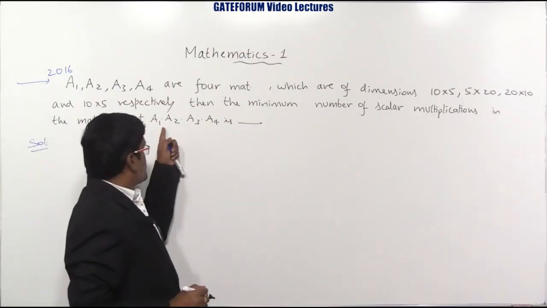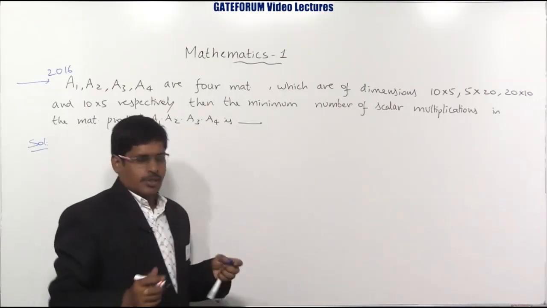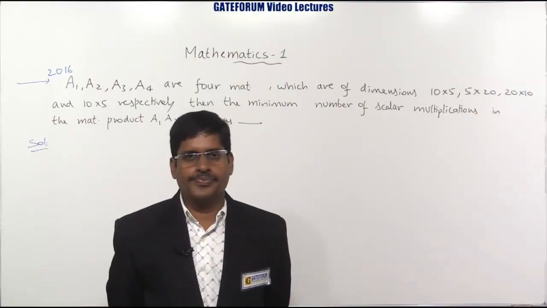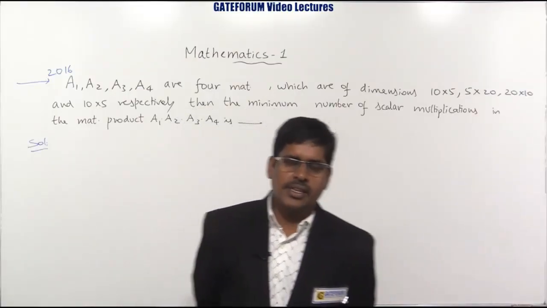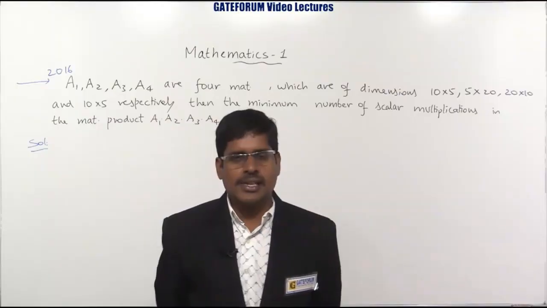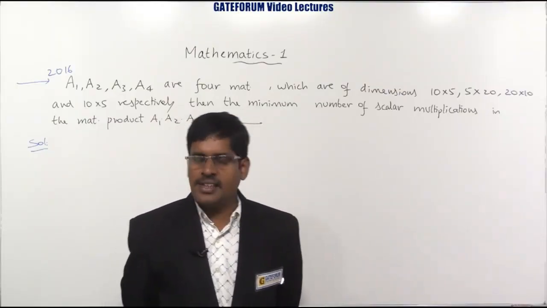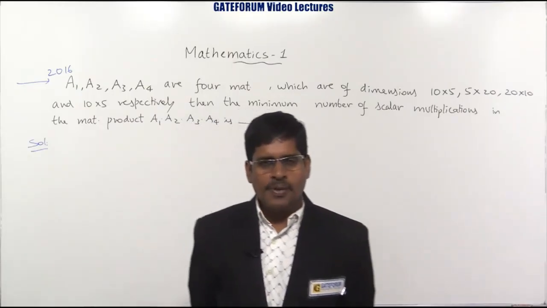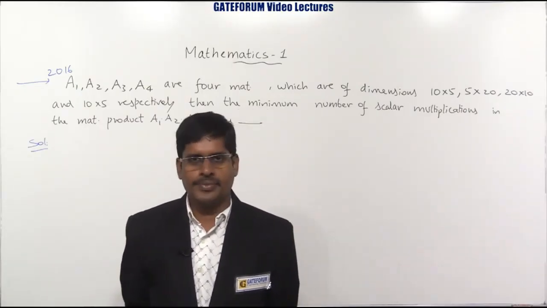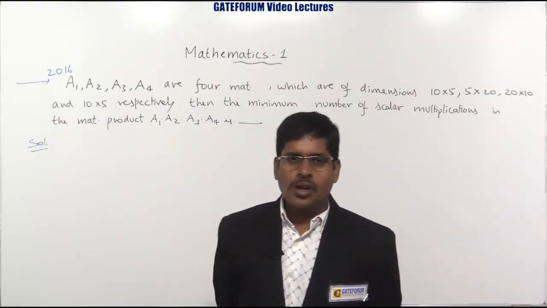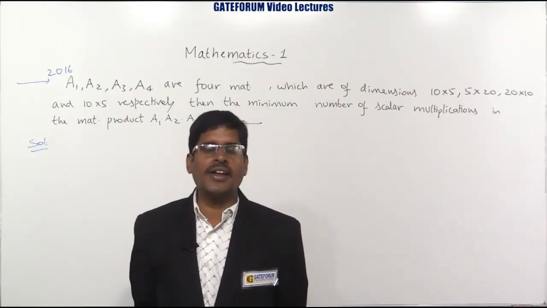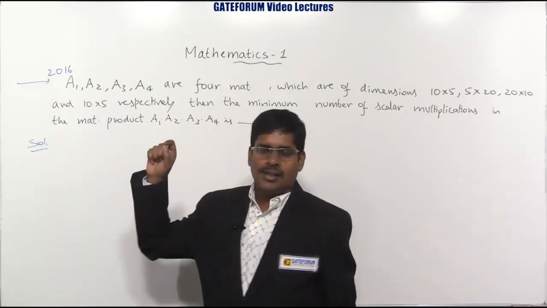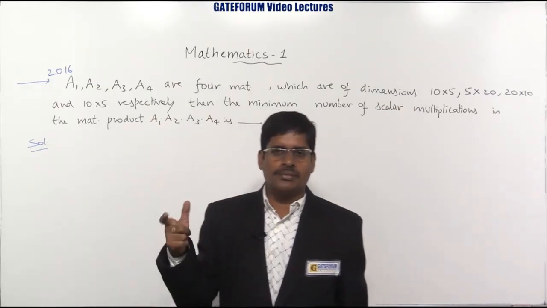So here first A1, second A2, third A3, A4. If I have two matrices, I know how to multiply: A into B. If I have three matrices A, B, C, how can I multiply three matrices at a time? I can do first A into B, then multiplied by C, or some people first do B into C, then pre-multiply by A. If the brackets are not mentioned, you have several ways. So four matrices in a single step cannot be multiplied.